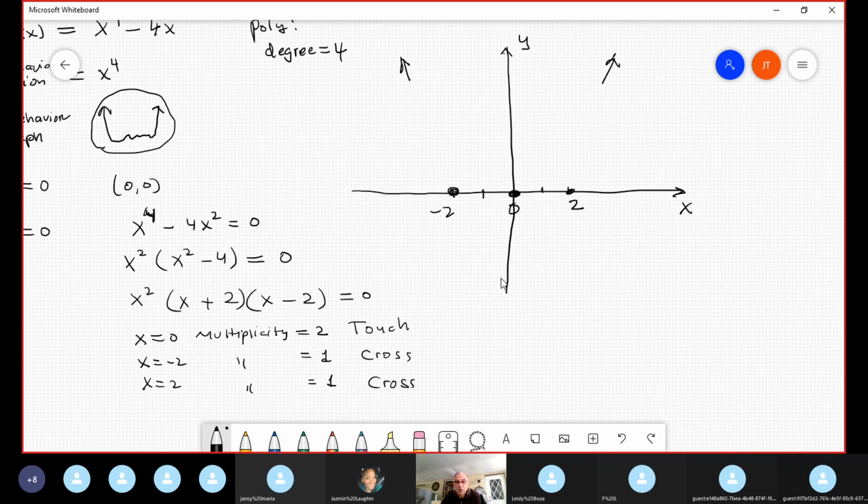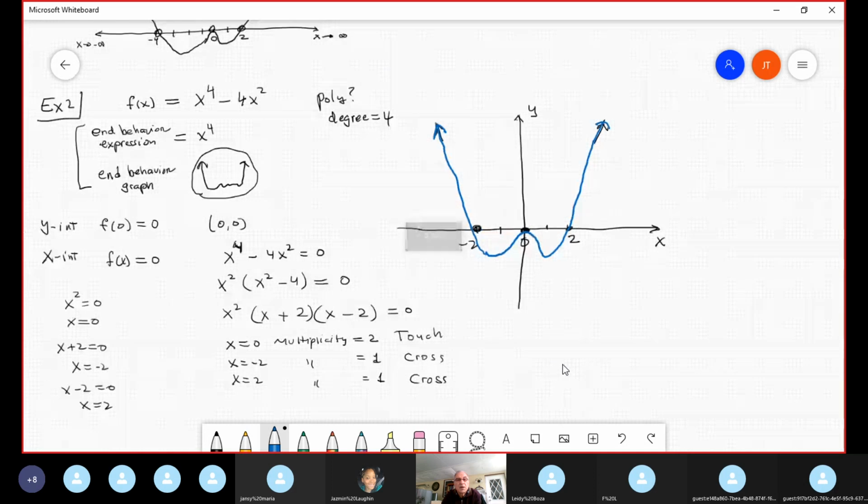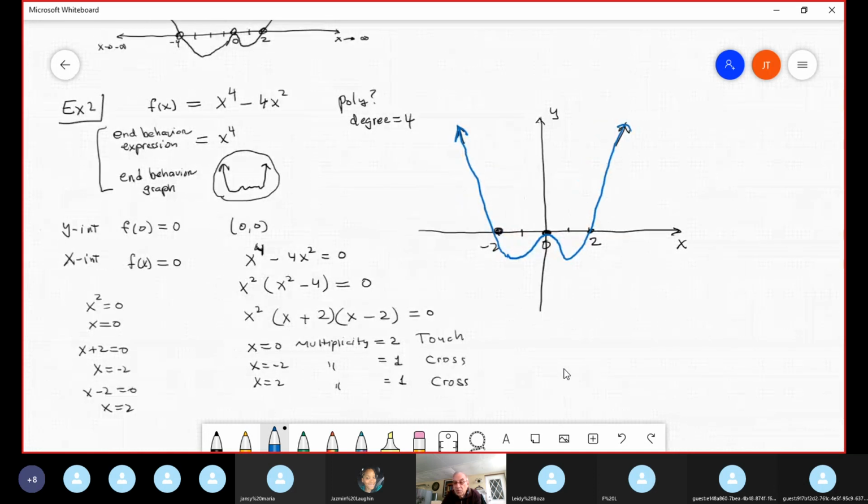Okay, and 2 cross. Well, let me use another color to see much better. Cross. Here, touch, and here cross. And so you have a rough idea of how the graph of this polynomial function looks. Now, I suppose that you understand much better what is the importance of the end behavior.